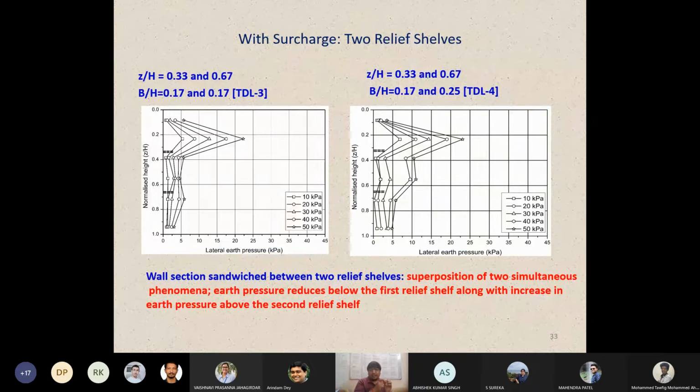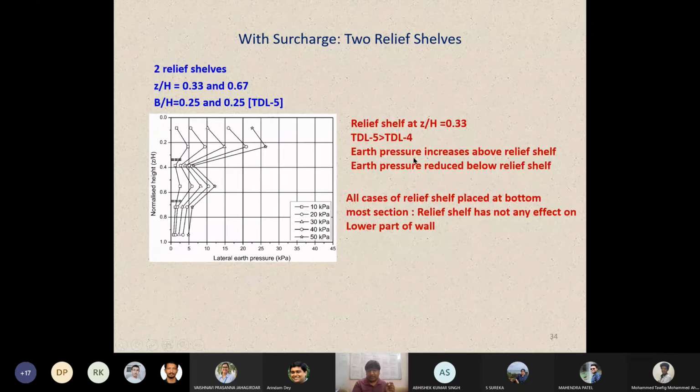Another important thing is that all these relief shelves were perfectly glued with the sand we were using in our sand bed. So these also offer friction to nearby areas, and that is also responsible for changing the lateral earth pressure distribution in the surrounding areas. If you see this particular EPC, the earth pressure sensor, it is placed just below the relief shelf. At a very small magnitude of surcharge, earth pressure is almost zero. But with the increase in surcharge, this value is appreciably higher. So this is another finding for the two relief shelves.